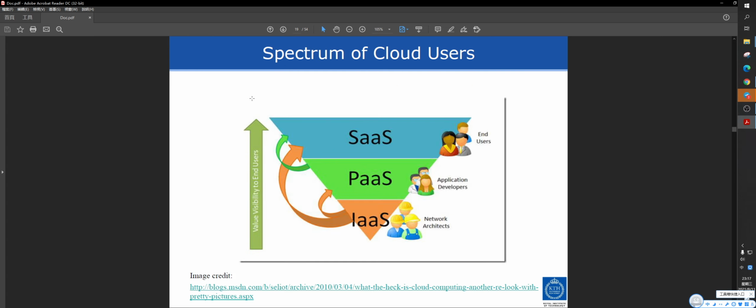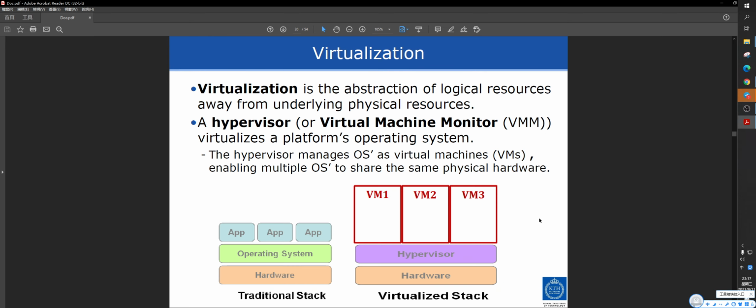Virtualization is the abstraction of logical resources away from underlying physical resources. A hypervisor, or virtual machine monitor, virtualizes a platform's operating system. The hypervisor manages OSes as virtual machines, enabling multiple OSes to share the same physical hardware.